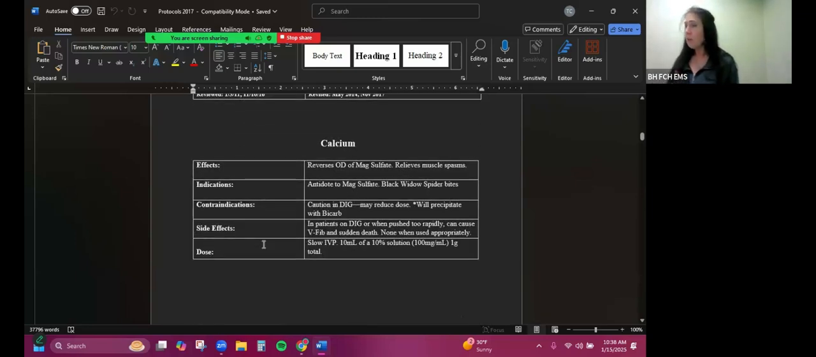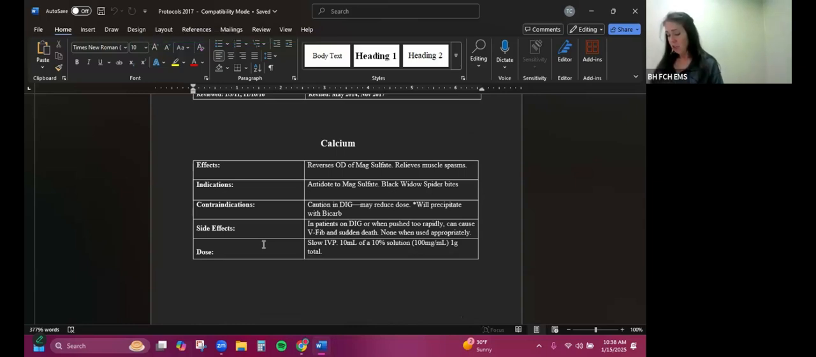Okay, so calcium can be used for black widow spider bites, which is something I'm learning. And of course, it's the antidote to mag sulfate. Your side effects in patients with DIG or when pushed too rapidly can cause VFib. These are slow IV pushes. Adenosine is our one drug we've already talked about that is a rapid IV push. Most all other drugs are slow IV push.